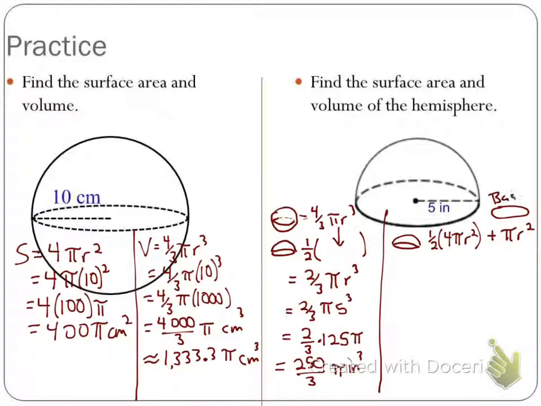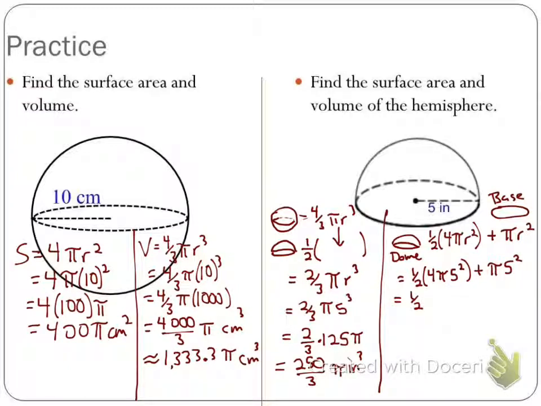So we have the base, and it's almost like we have the dome. Because by cutting the surface area in half, we're just taking into account the dome, but this actually has a base included. So it's going to be the combination of two things. So it's going to be 1/2 4 pi times 5 squared plus pi times 5 squared.